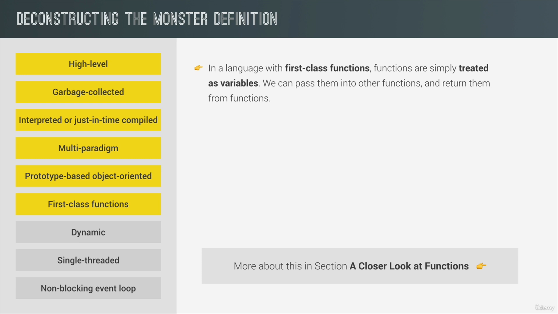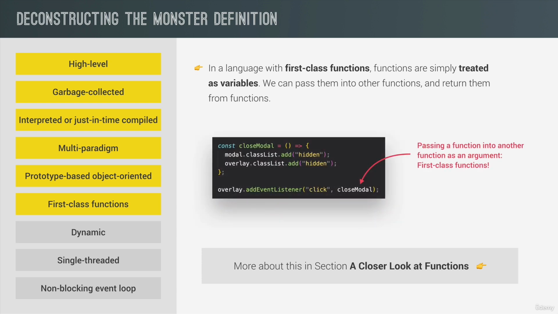And in fact, we have already used the power of first-class functions without knowing that they are called first-class functions. So remember this piece of code that we wrote for closing the modal window that we built before. So right here, we pass the close modal function into the add event listener function, as if it was just a regular variable, right? And actually, not all languages have first-class functions, but JavaScript has, and it is amazing. Believe me, it's really, really helpful.